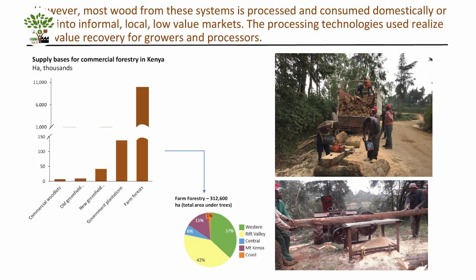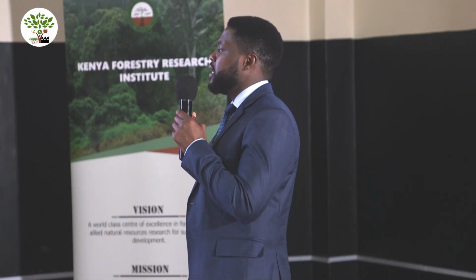This is just a brief summary of how we can compare the farm forestry resource base to the other plantations. And it's clear that in Western and Rift Valley, we have the highest number of farm foresters, and this gives us an opportunity to look into investments in sawmilling in these two regions. The current technology that is being used is not applicable for the sawn timber industry because the recovery rates are quite low.